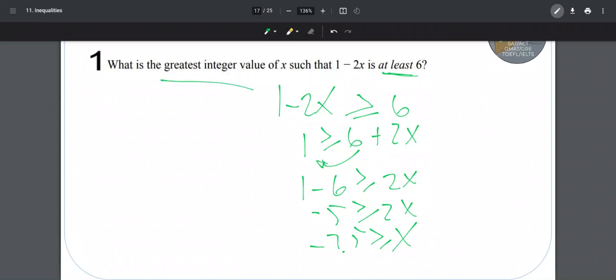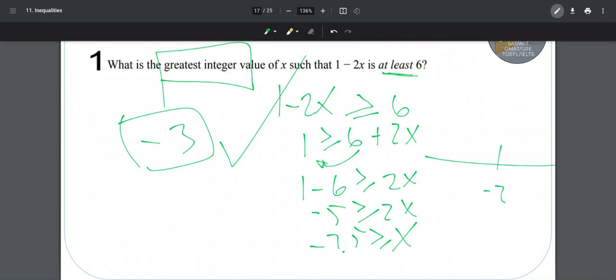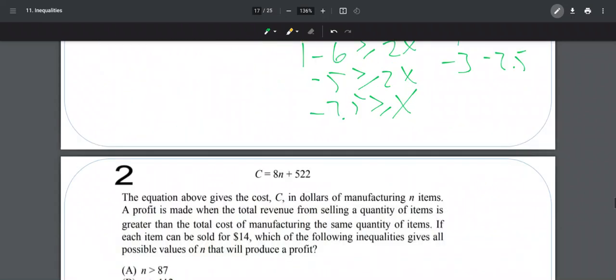Since they are asking us for an integer value, we don't want just any value. We want the integer value. We're looking for any integer value that is less than negative 2.5. And the closest will be negative 3. Negative 3 will be the answer, the greatest integer value that is less than negative 2.5. Remember, this is negative 2.5 and this is negative 3. Negative 3 is less than negative 2.5. Pause the video, copy, and we're going to move on.